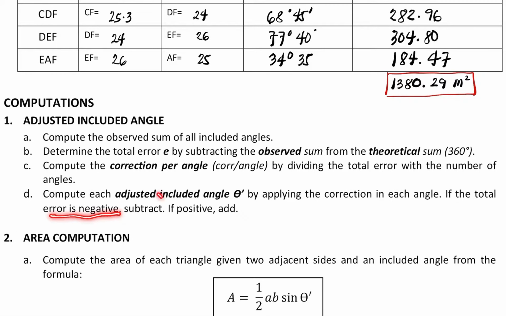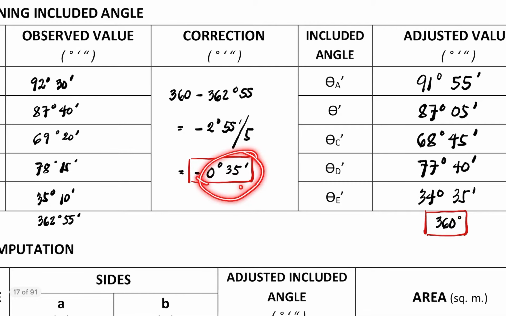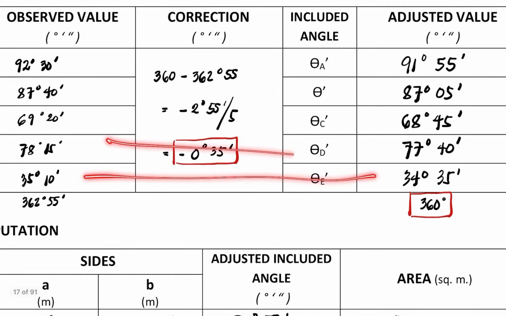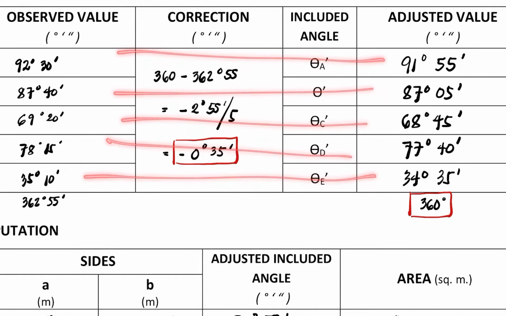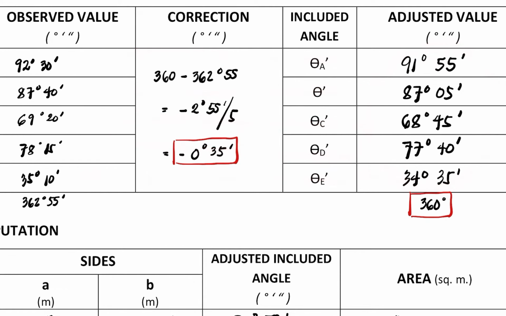If you have a negative error or correction, you subtract. If you have positive, you add. Since you have a negative error, you subtract this correction from the corresponding observed angle values. So from 92 you subtract your correction, and you have 91. Then 87 minus 35. You just subtract your correction, and therefore you have the adjusted value. To check your adjusted values, the sum should be equal to 360.